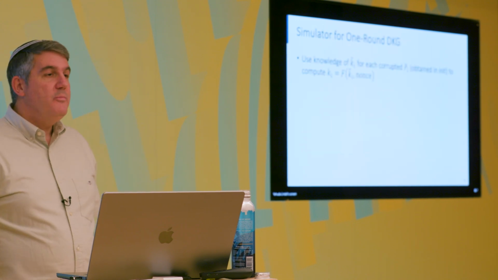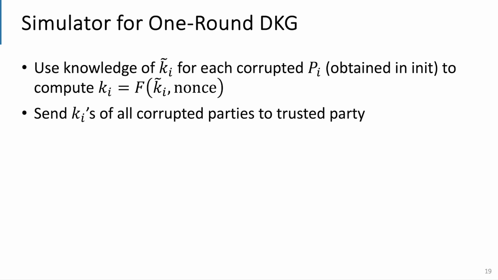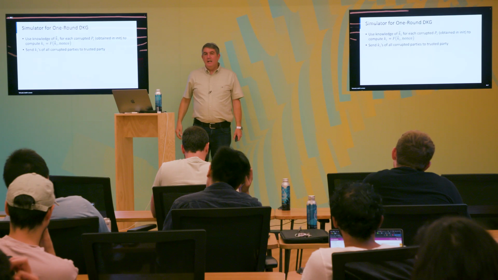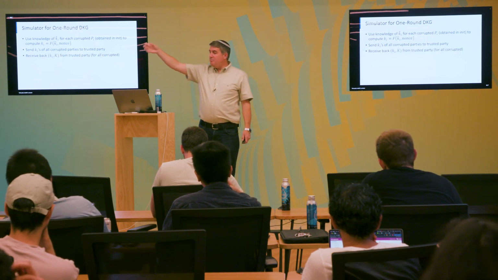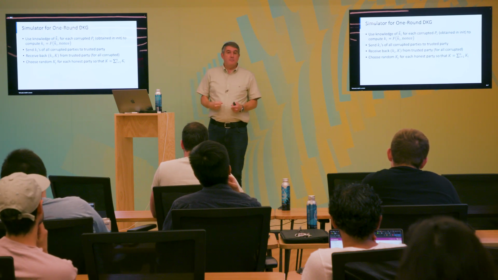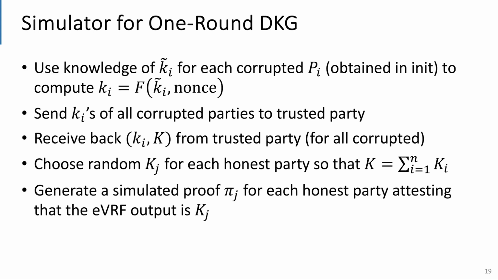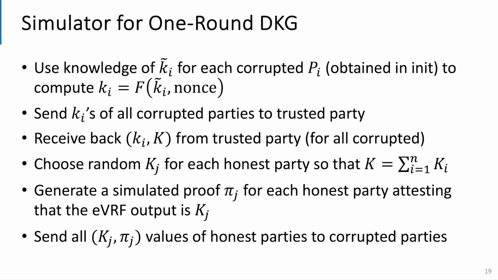Why is this simulatable? The reason is that the simulator knows these Ki tilde values because it extracted them from the initialization phase, and therefore it can just compute each Ki of the corrupted parties before the protocol even begins, and send that to the trusted party and get back the capital K from the trusted party. Because the simulator already knows the Ki values of the corrupted parties, it can just choose the Kj values of the honest parties randomly, like we said beforehand, lying about them being the correct eVRF values by cheating in the zero-knowledge proof as part of the eVRF definition, and then we'll just send those and we're done, and the output is going to be the correct output.